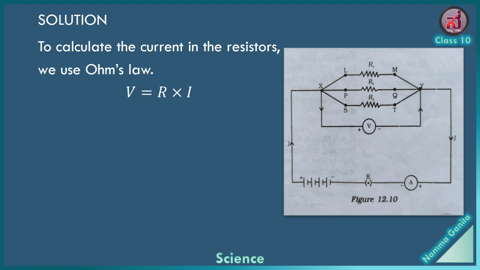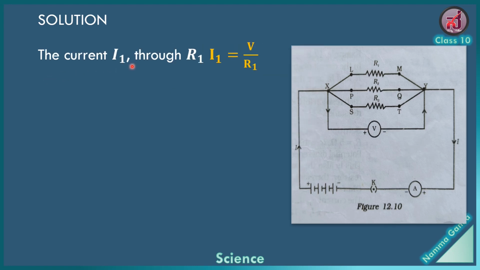To calculate the current in the resistors, we use Ohm's law. V is equal to R into I, so I is equal to V divided by R. The current I1 through R1 is I1 is equal to V divided by R1. I1 means the current through the resistor R1, and V is the voltage across the battery. I1 is equal to 12 divided by 5, that is equal to 2.4 ampere.